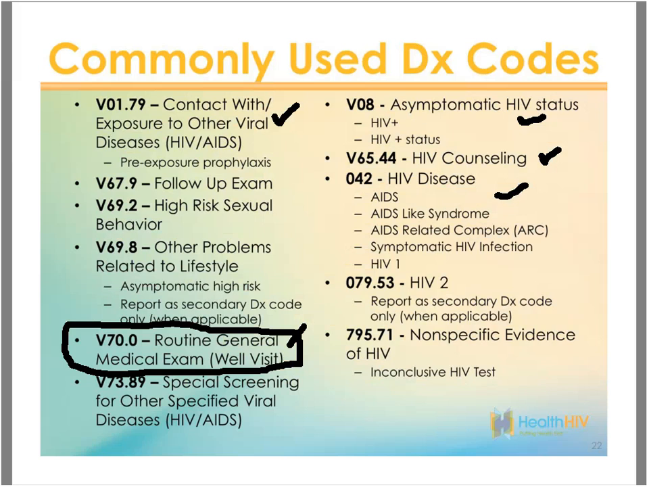and in that case, this is not considered a well visit, and you would not use the well visit code. So this diagnosis code is only reported when a patient is coming in for a well visit. You can report other diagnosis codes, but the well visit code in this instance should be sequenced as the principal diagnosis.